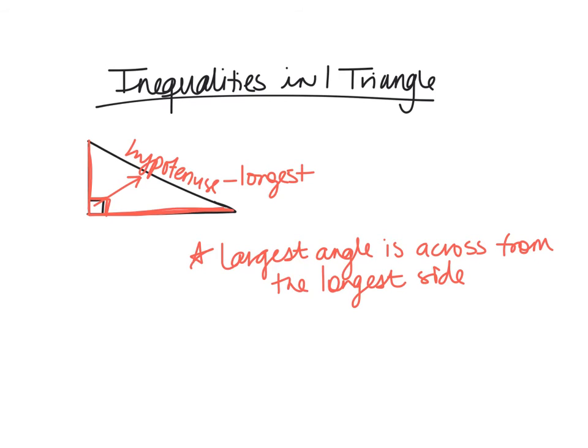All right, and then the converse of that is also true. So if the largest angle is across from the longest side, where would you think you would find the smallest angle? And hopefully what you're coming up with is that the smallest angle is across from the shortest side.